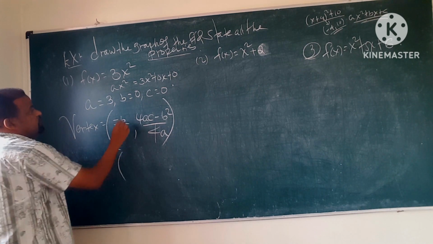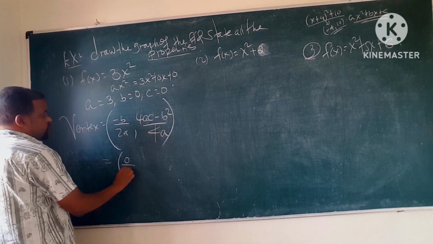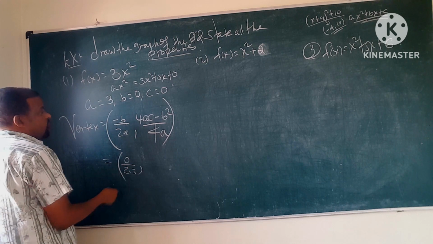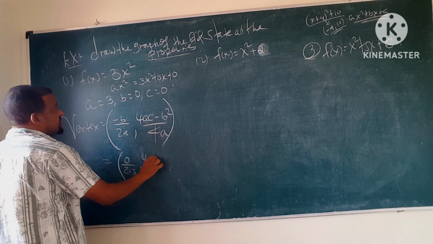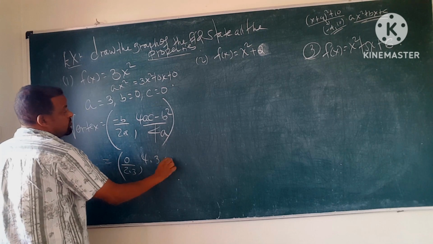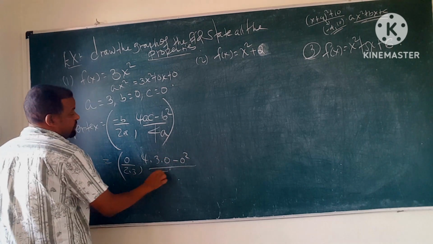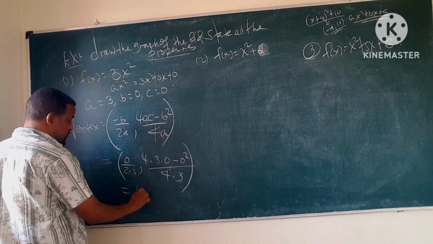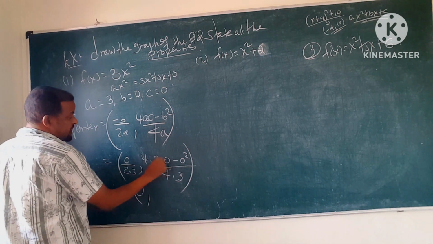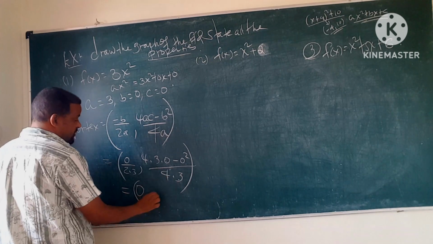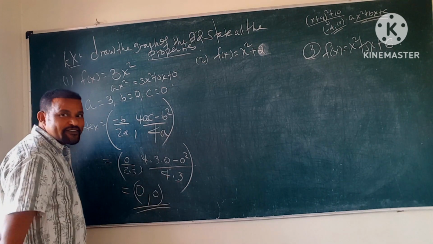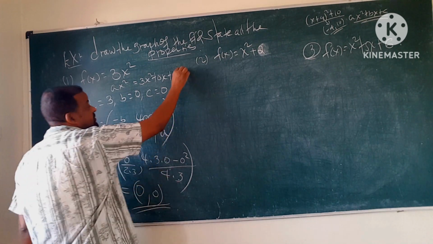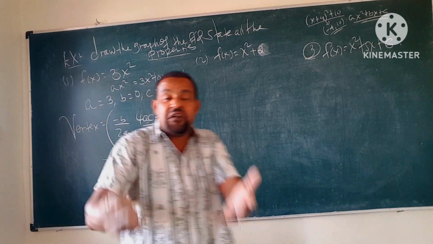So the vertex is this one: negative b, what is b? 0, over 2 times a, is what? 3. Comma, 4 times a, which is 3, times c, which is 0, minus 0 squared, over 4 times 3. Look, here 0 over a number is 0. So our vertex is (0, 0).